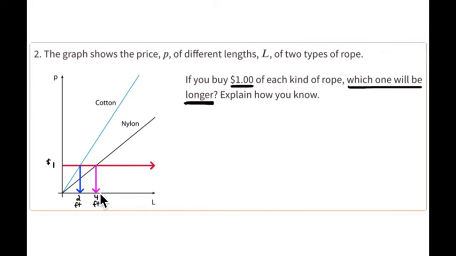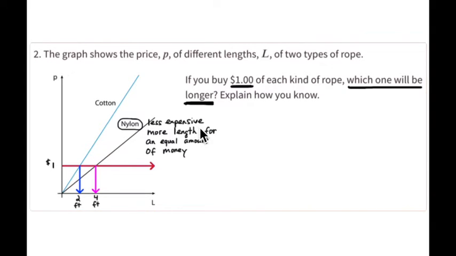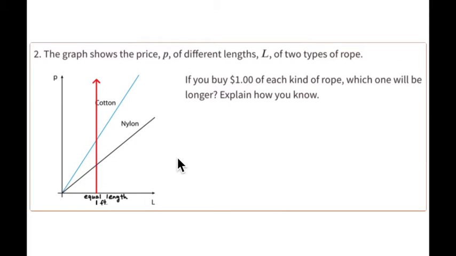So nylon is less expensive. You get more feet of rope for that $1. So less expensive, more length for an equal amount of money.